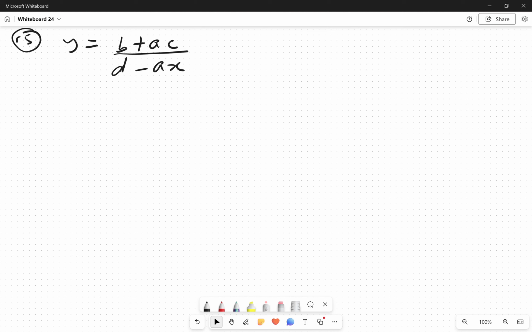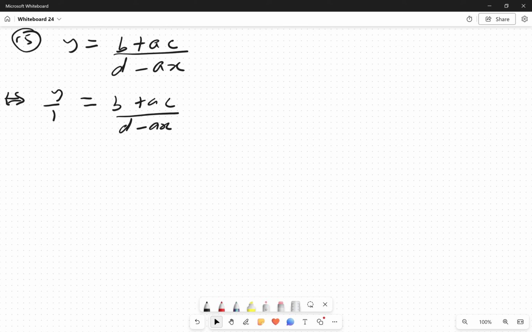We are looking for a. There is a at the top, a at the down. So the best thing to do, you can write this one as y over 1 is equal to b plus ac over d minus ax. This means the same thing as y over 1. If y is standing alone, it means y over 1.